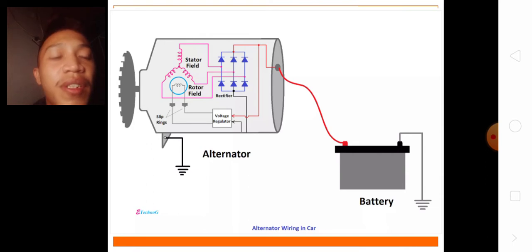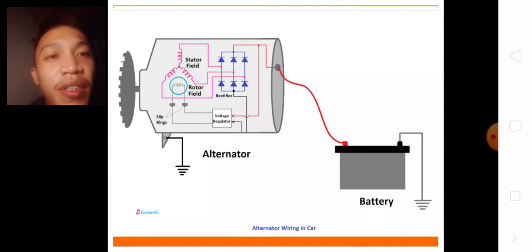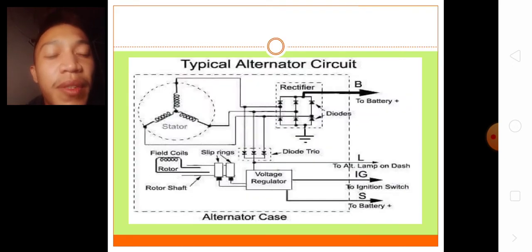Here is an illustration of the wiring of an alternator in a car. In the bigger image, the alternator has inside the stator field, the rotor field, rectifier, and voltage regulator connected to a battery. So here is the diagram of it.